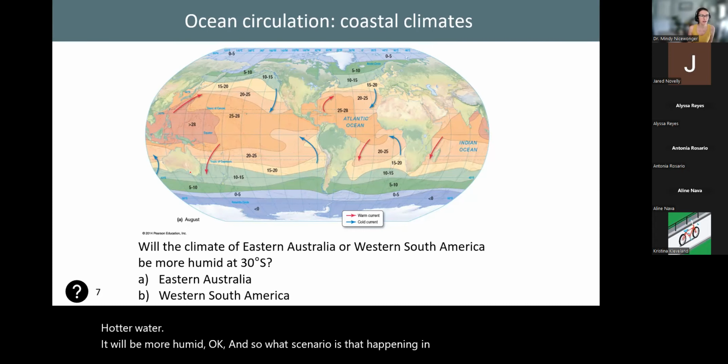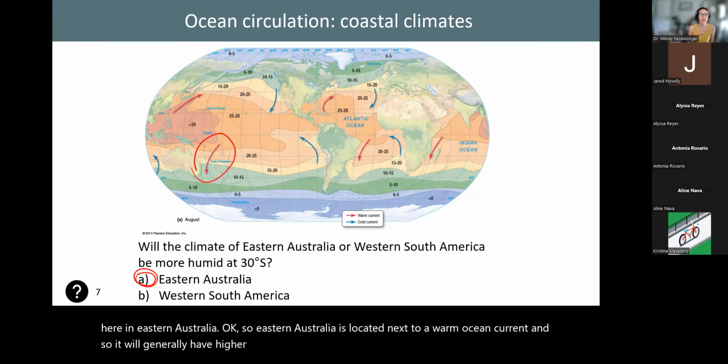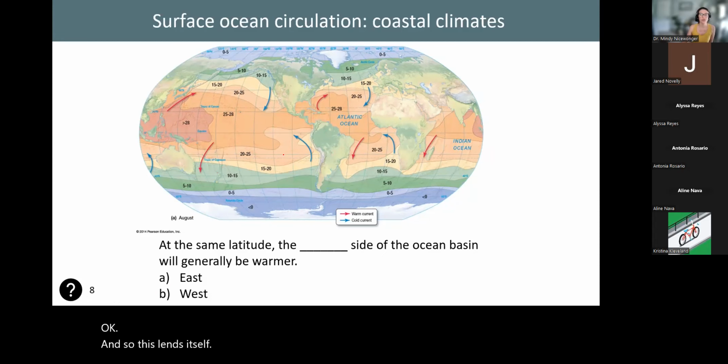Well, it's happening here in Eastern Australia. Okay. So Eastern Australia is located next to a warm ocean current. And so it will generally have higher humidity than, say, Western South America over here, because that current is cold. Okay. And so this lends itself to impacting the climate of these different regions.